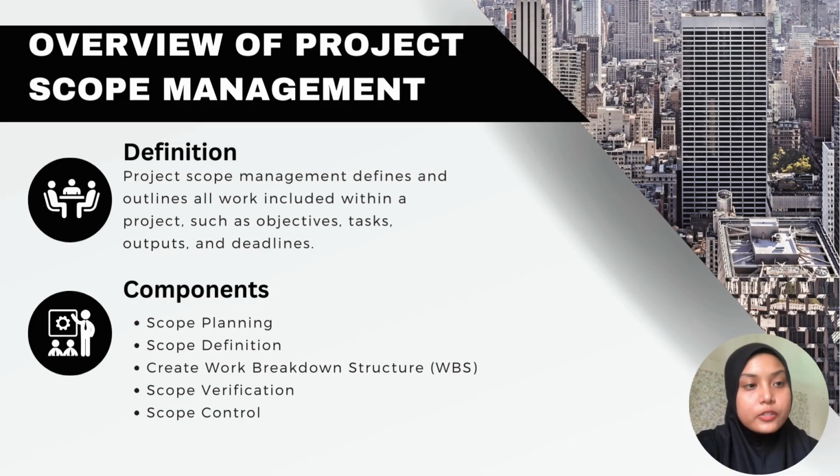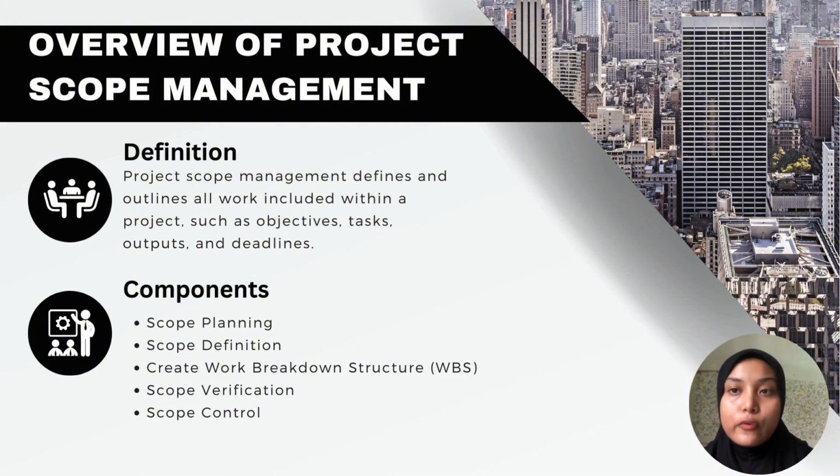Okay guys, the first one is let's define project scope management. It involves defining and controlling what is included and excluded in a project. So, project scope management defines and outlines all work included within a project, such as objective, task, output, and deadline. The main components are scope planning, scope definition, creating the work breakdown structure or WBS, scope verification, and scope control.